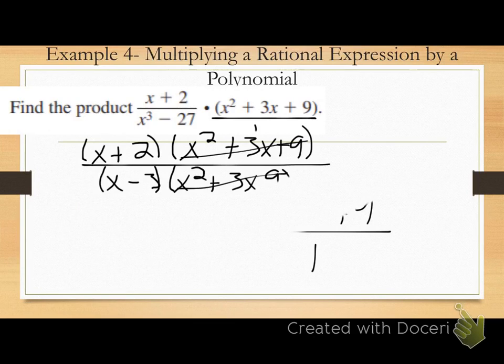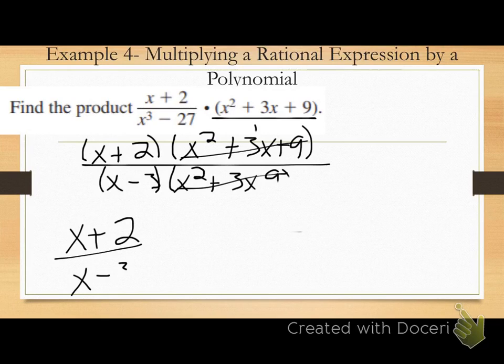So what does that leave me left with? Oops, not x plus 3. X plus 2 over x minus 3. Oh, I wrote it as x plus 3 up top. I messed up. So there would be my product, and that'd be my answer. Are there any questions on that?